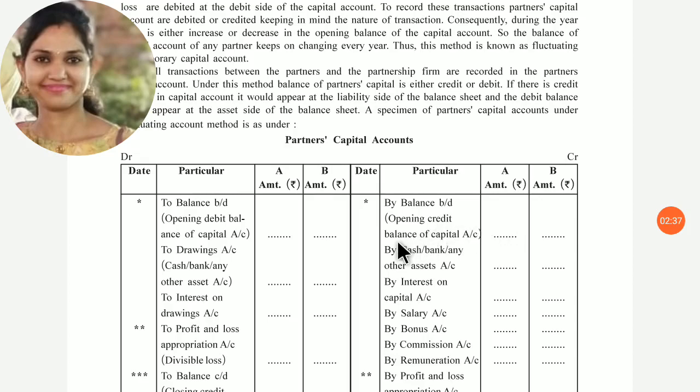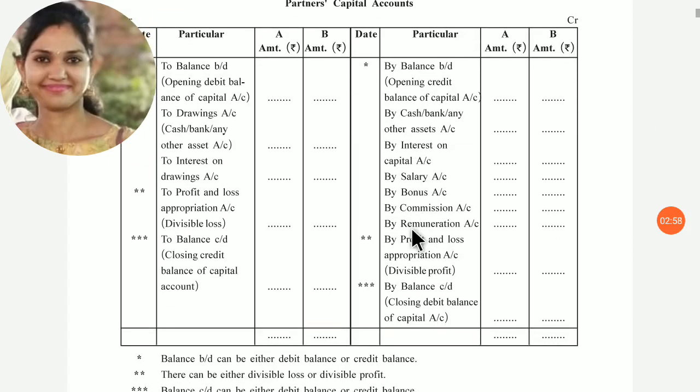Then second thing, what will be credited on the credit side of a partner's capital account? Always whatever is beneficial for a partner, all that amount we will credit to the partner's capital account, right? What are the benefits? Like commission to a partner, salary of a partner, bonus of a partner, profit of a partner. All these particulars are good and beneficial for the partner. So all this amount we will credit to the partner's capital account, right?